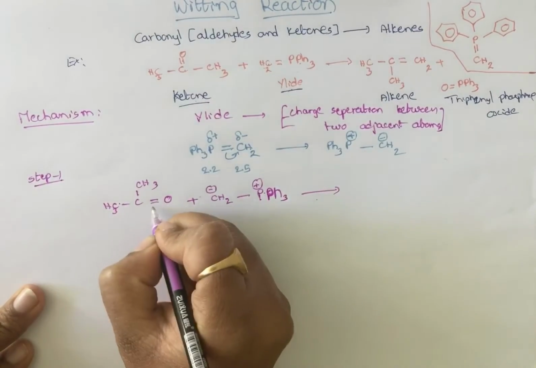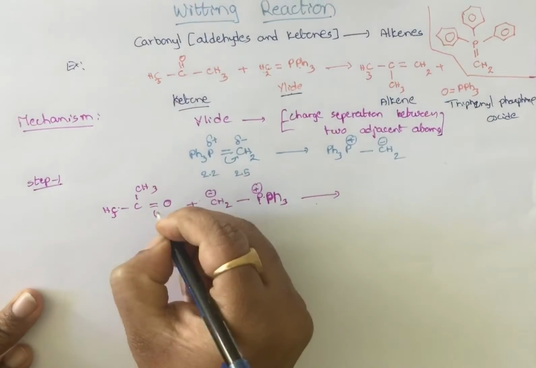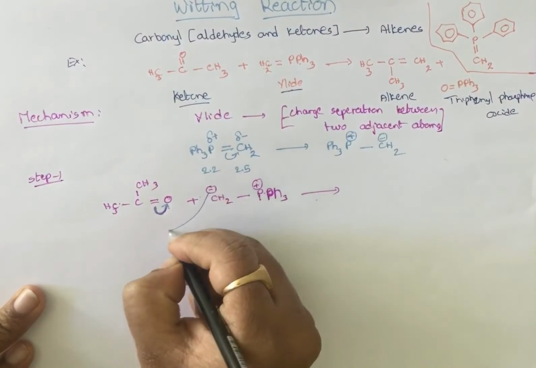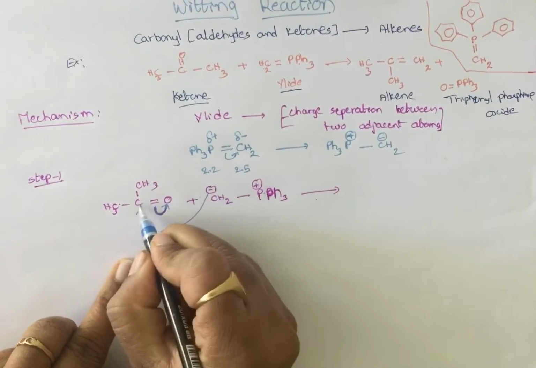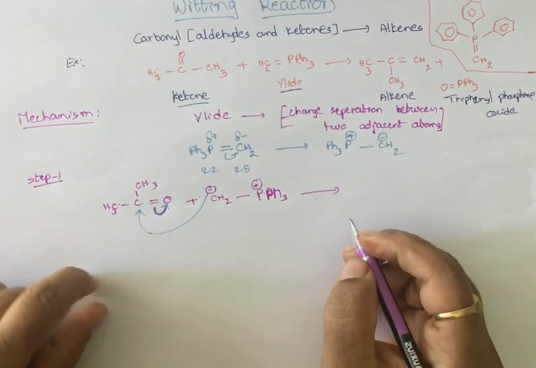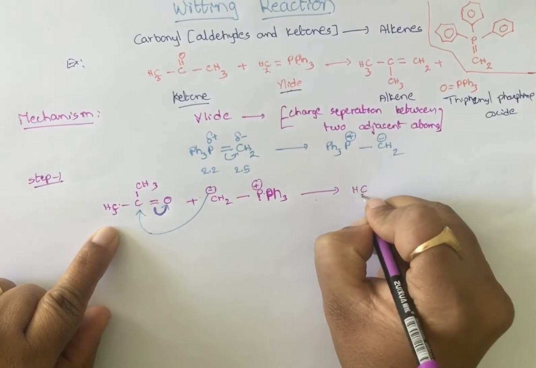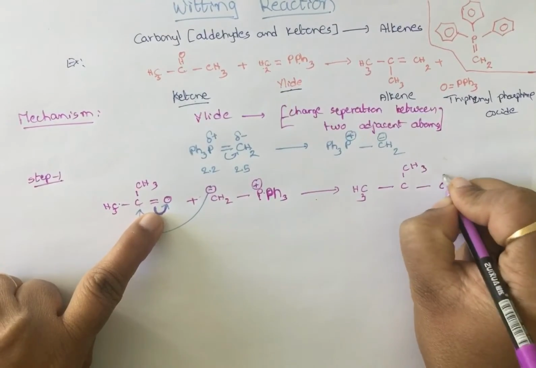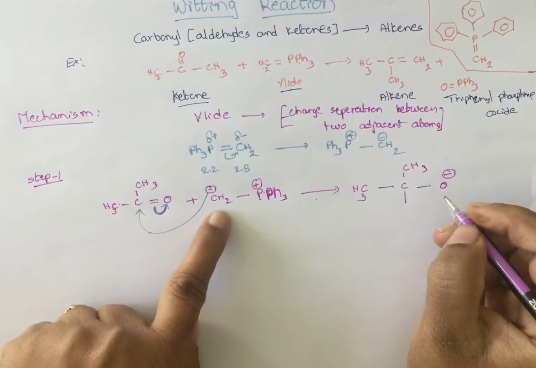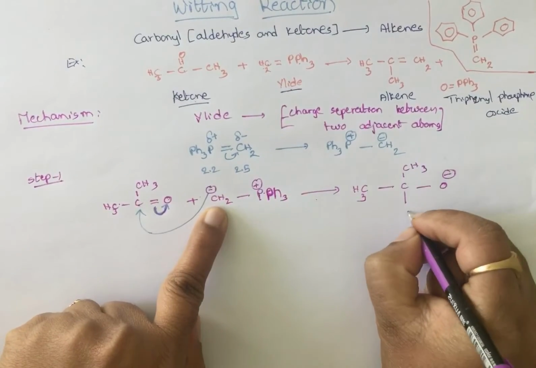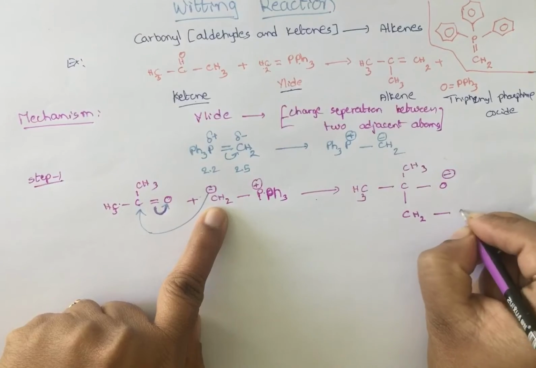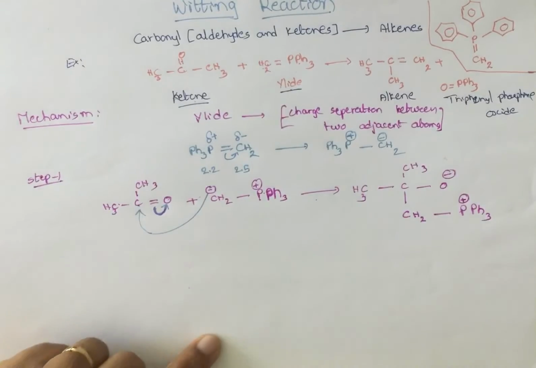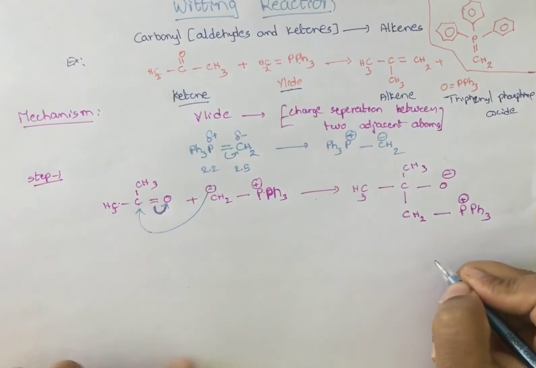Now what happens? See, bond shifting will take place in this way. Bond shifting and nucleophilic attack: this negative ion will attack on this carbon, nucleophilic attack. Now write as it is what you are going to get in this case, carbon CH3, and this oxygen is getting a minus charge, and this carbon is attached to the carbonyl carbon, so CH2 PPh3, triphenyl phosphine, and it has a positive charge on it. This is the first step.